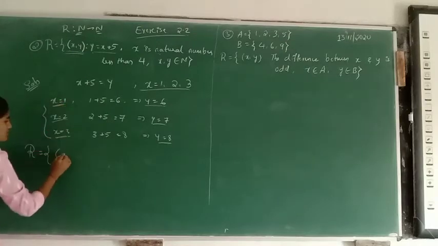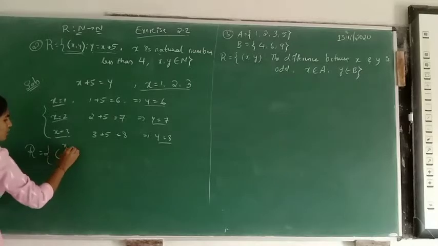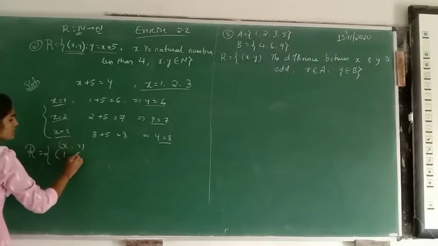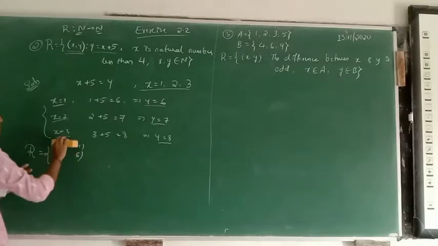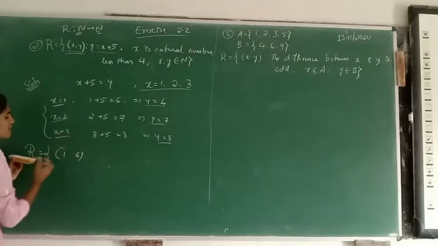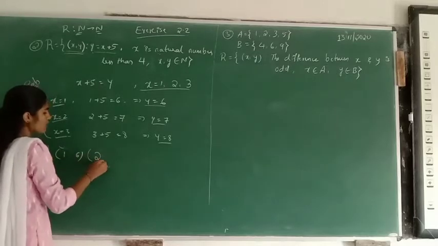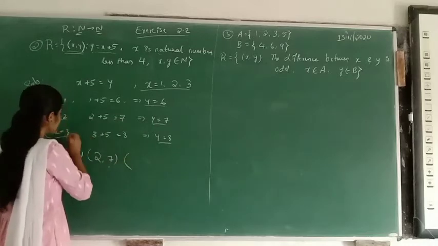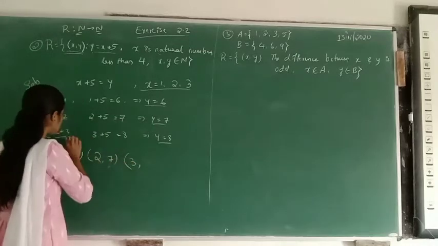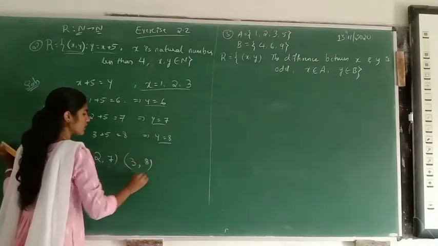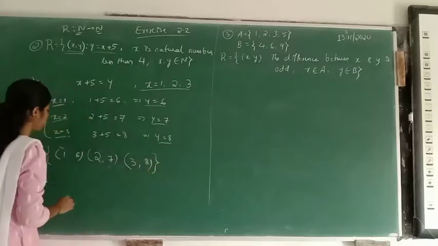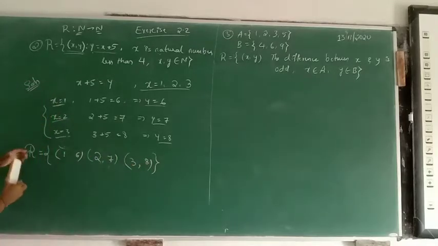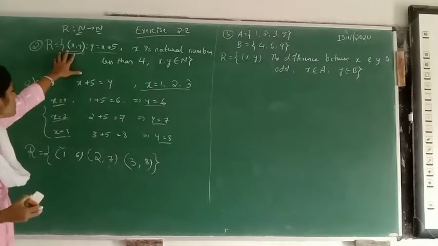So whenever x is equal to 1, the ordered pair of x comma y, x is equal to 1 and y is 6, is the ordered pair of 1 comma 6. Next, whenever x is equal to 2, another ordered pair of 2 comma 7. And whenever x is equal to 3, y is equal to 8. So these all are the ordered pairs which I am writing from this set builder form.